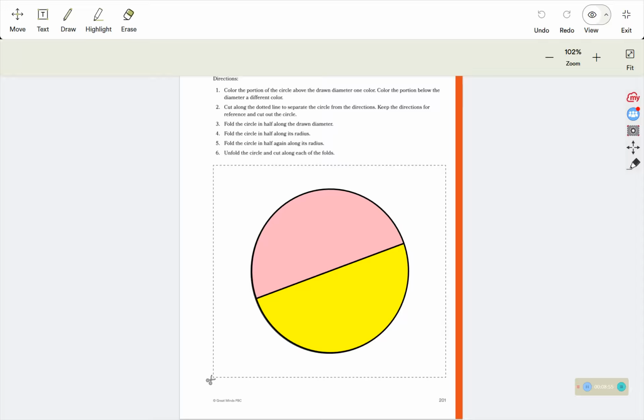Cut along the dotted line to separate the circle from the directions. Keep the directions for reference and cut out the circle. Fold the circle in half along the drawn diameter. So you're going to fold it here.